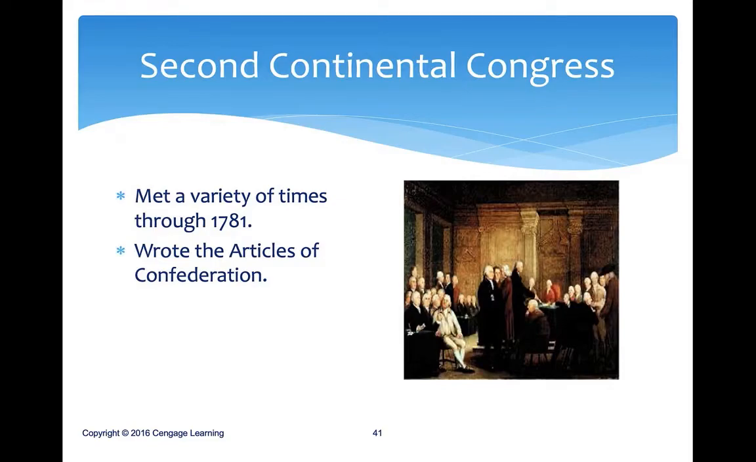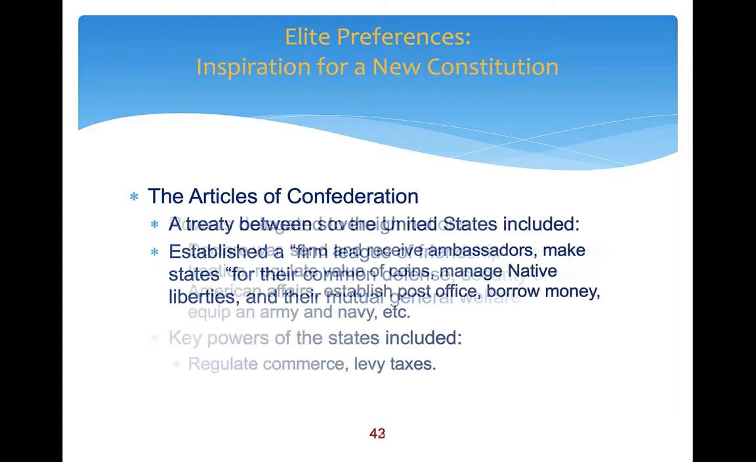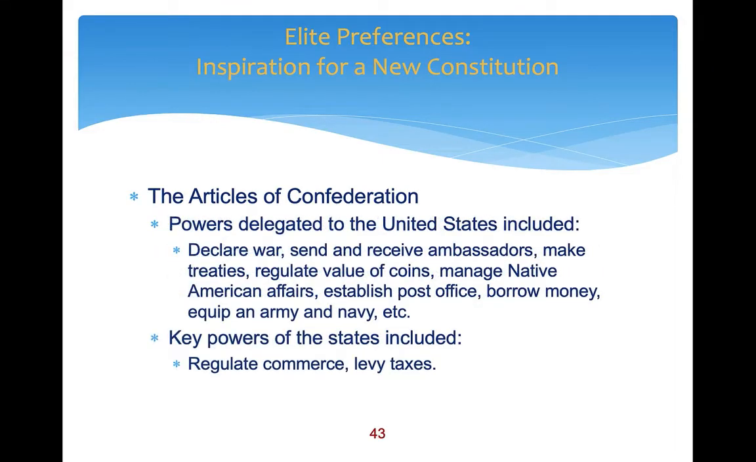So, we originally had the Articles of Confederation kind of as a governing document. But the Articles of Confederation was basically a treaty between sovereign nations, right? It established that firm league of friendship among the states for their defense, security of their liberties, and protecting the general welfare of the people. These articles proved to be weak, right? At this time, the powers delegated to the United States were, kind of what we have now, declaring war, sending and receiving ambassadors, and so on.